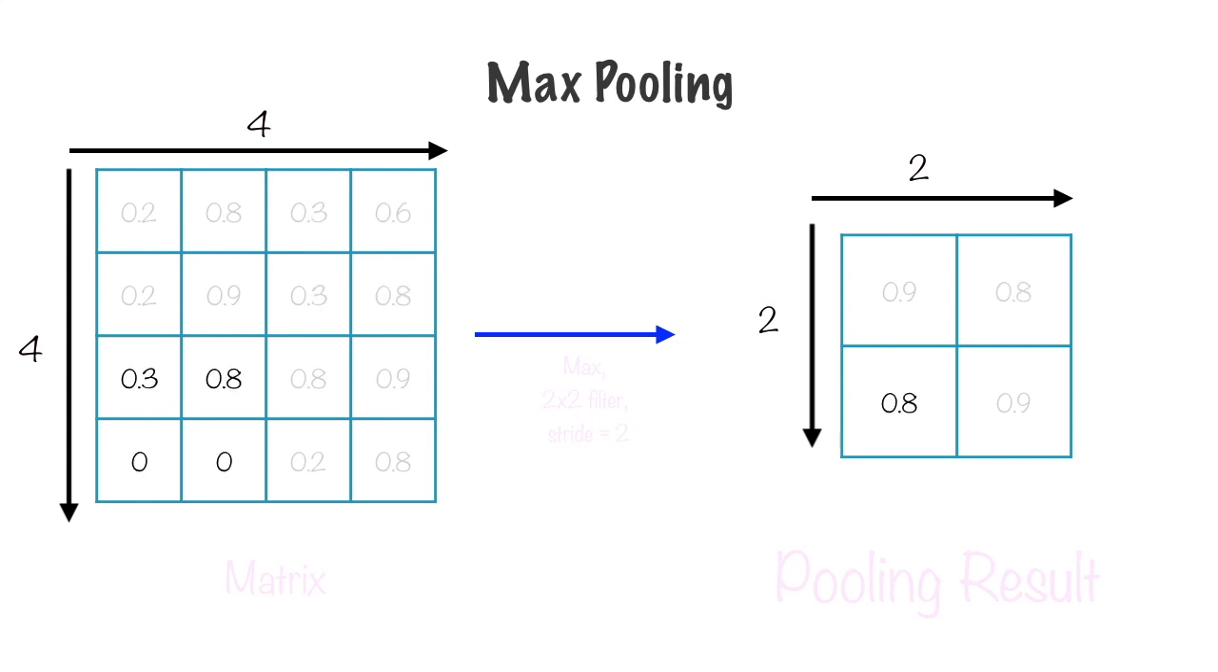Move the filter down now. Since we have reached the edge of our input matrix, the filter will move 2 rows down because its stride is 2 in the vertical direction as well. The maximum here is 0.8, and that's what is written in the pooling result. And the last max pooling filter result is 0.9. The sliding window for pooling is now complete.